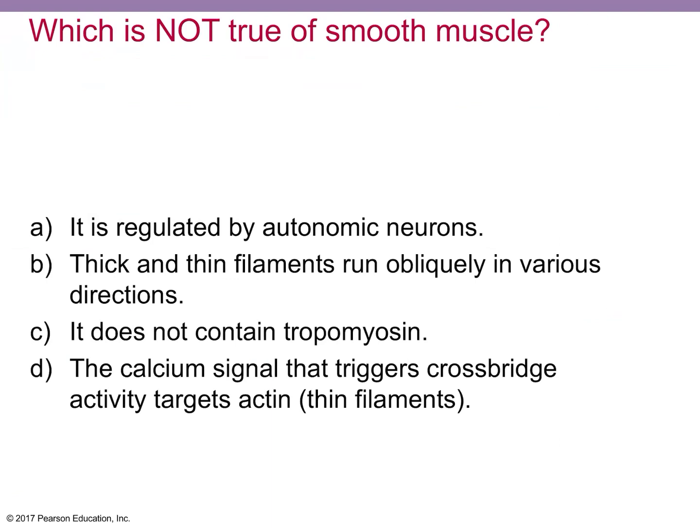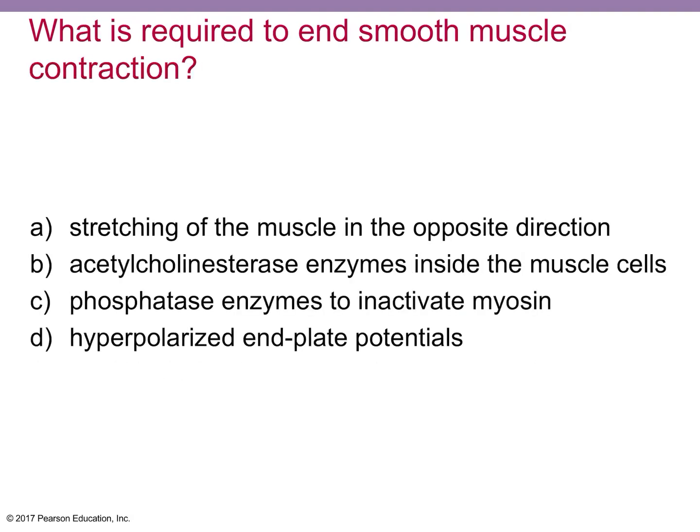Okay, so which one's false? It is regulated by autonomic neurons. This is true. Thick and thin filaments run obliquely. This is true. It does not contain tropomyosin. This is also true. And the calcium signal that triggers cross-bridge activity targets actin or the thin filaments. This is our false one, right? The calcium binds to calmodulin.